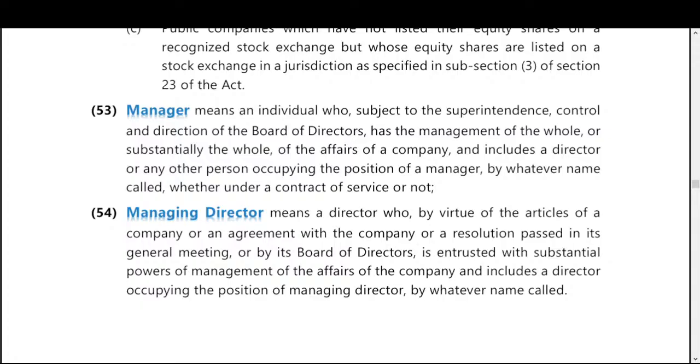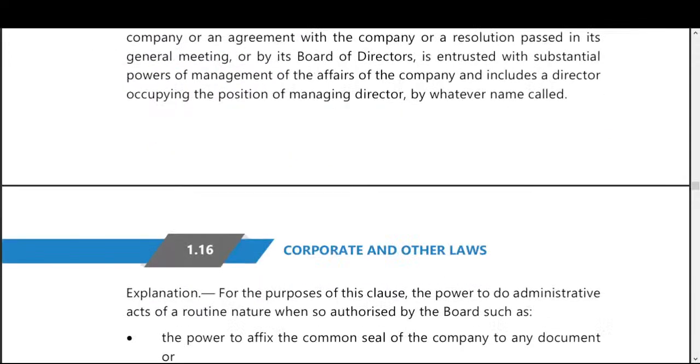Managing director means a director who, by virtue of the articles of a company or an agreement with the company or a resolution passed in its general meeting or by its board of directors, is entrusted with the substantial powers of management of the affairs of the company and includes a director occupying the position of a managing director by whatever name called.